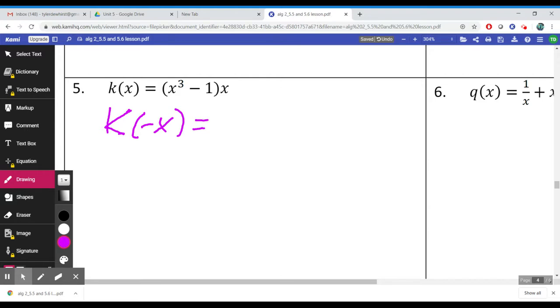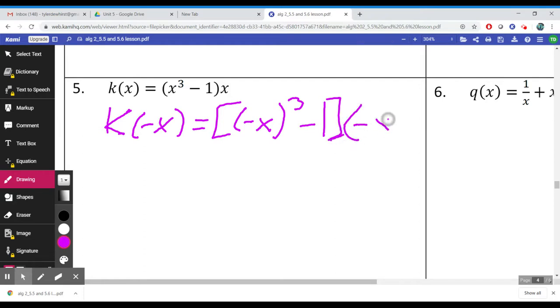So we'll have negative x to the third power minus 1 times negative x. Just replacing all of my positive x's with negative x's. So negative x times itself 3 times is still going to be a negative number. The 3 x's being multiplied means that we keep the cubed on it.